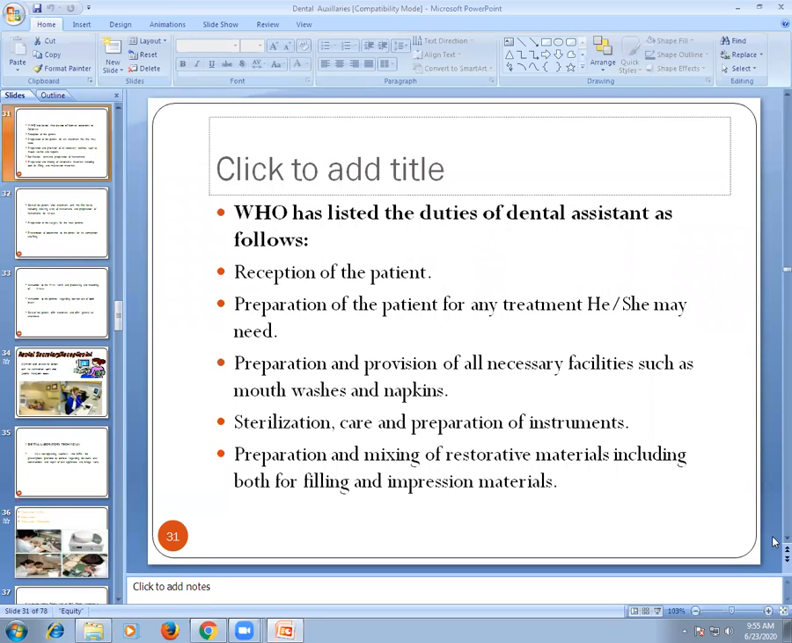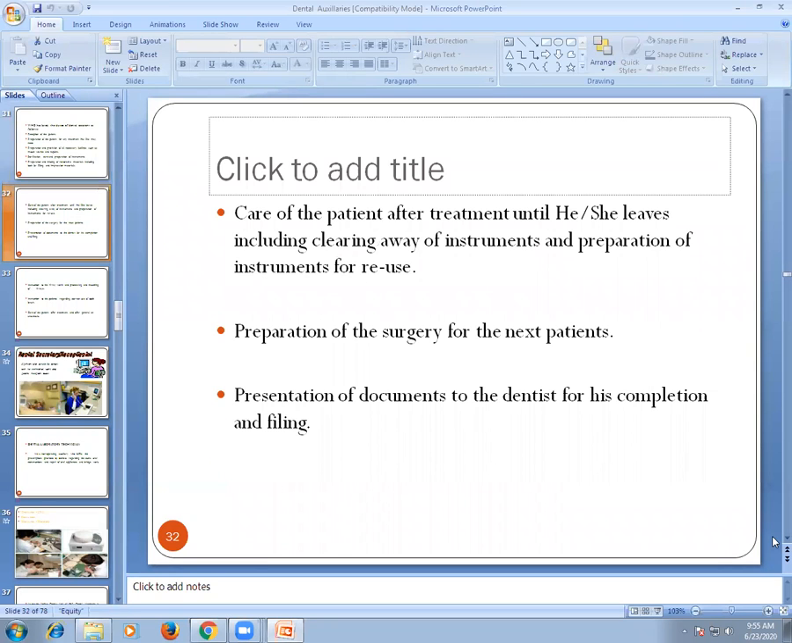Next duty is sterilization, care and preparation of the instruments. Next is the preparation and mixing of the restorative materials, including both filling and impression materials. Next is care of the patient after treatment until he or she leaves, including clearing away of the instruments and preparation of instruments for reuse.